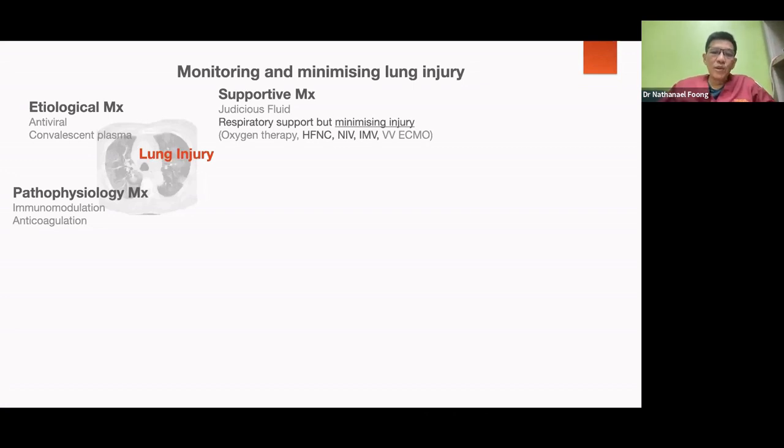Right? So putting these two stress and strain injury into a bigger perspective, what we need to monitor and minimize lung injury, of course, there are a few aspects that we actually look at. We're talking about the etiological management, which is the antiviral. At this time, it seems to be quite futile. All right, convalescent plasma, which probably may have some role, but we have not seen a dramatic improvement in outcome. A pathophysiological management, immunomodulation, basically our steroids and TOSI, anticoagulation.